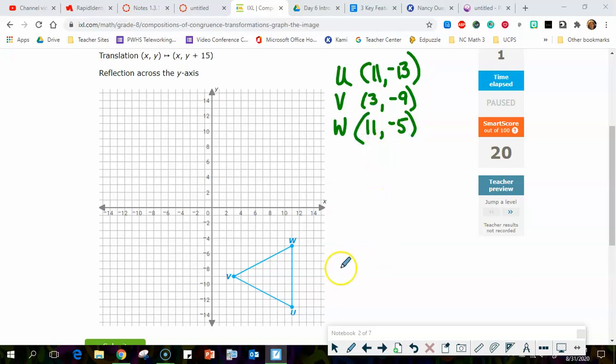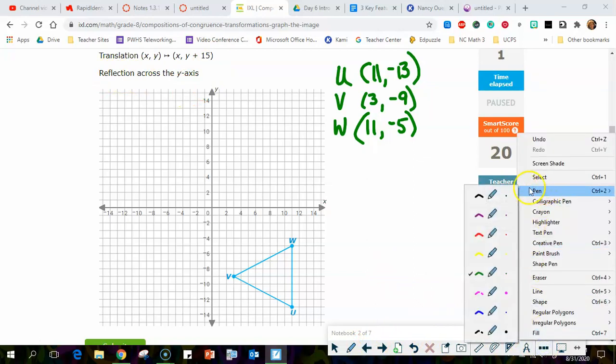Okay, so what it's going to do is it's going to move up 15. Now, if this was just a simple translation, we wouldn't even need to write these coordinates down. We just need to count 15 up from here. But because there's another transformation after that, in my opinion, it's better to go ahead and write down the coordinates and then change them, do the first transformation and then the second transformation, and then graph it.